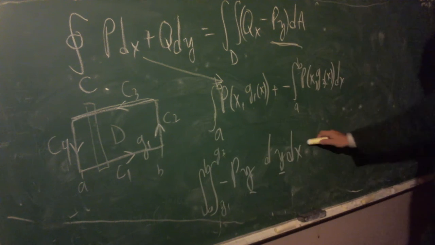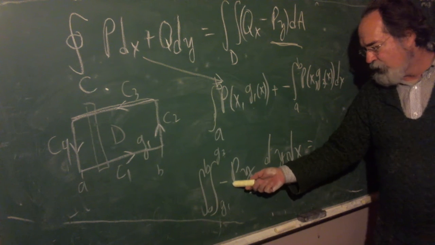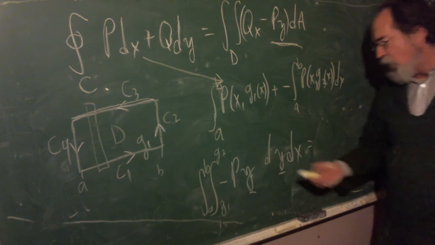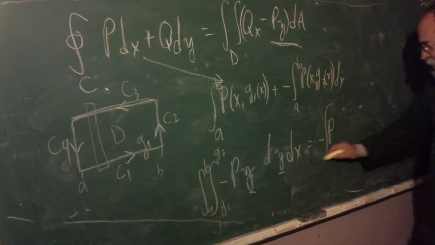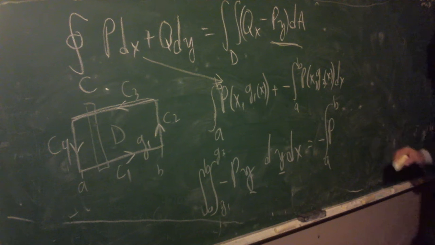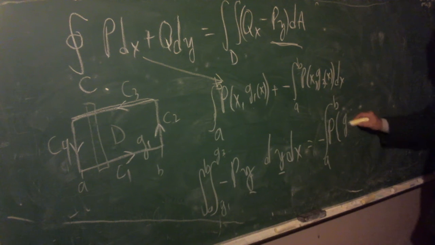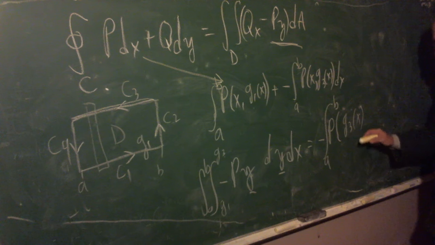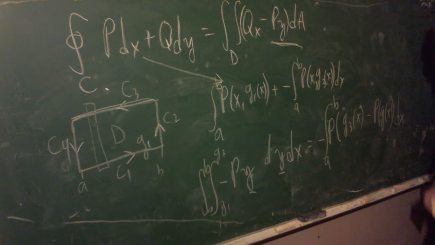And what happens is, I can actually do this integral. I'm going to have the partial of P with respect to y dy. So this is going to be regular P, so I'm going to get the negative P. Still got to integrate it from a to b, and it's going to have the dx on the end. But on the inside is P of G3 of x minus P of G1 of x dx.